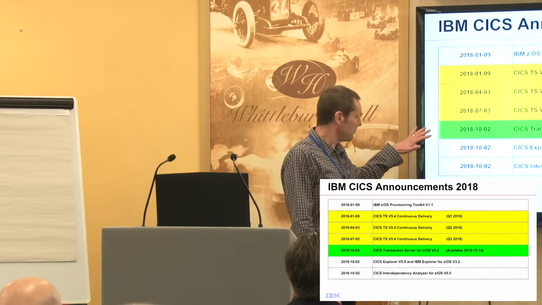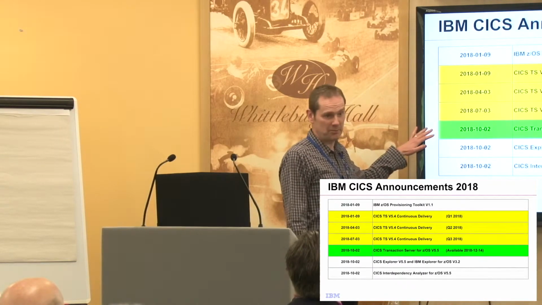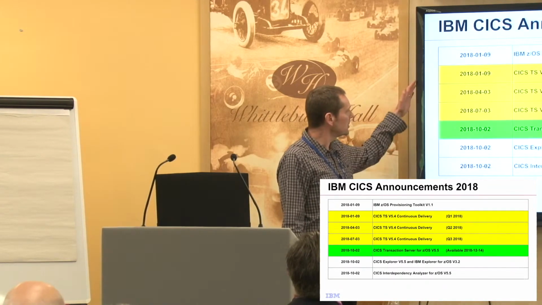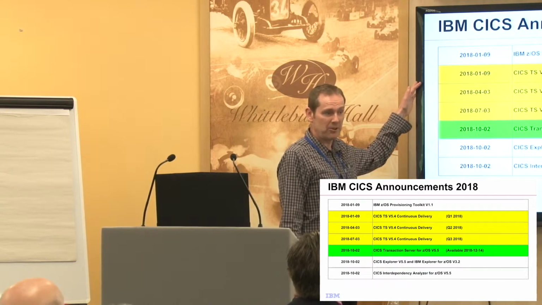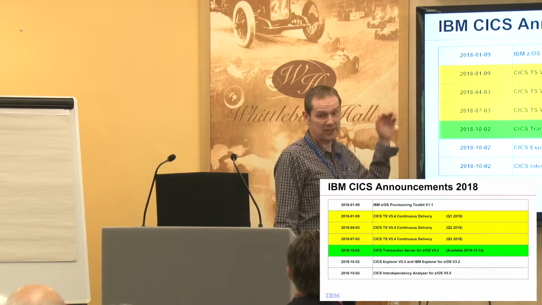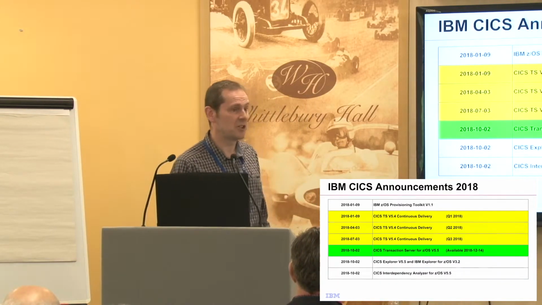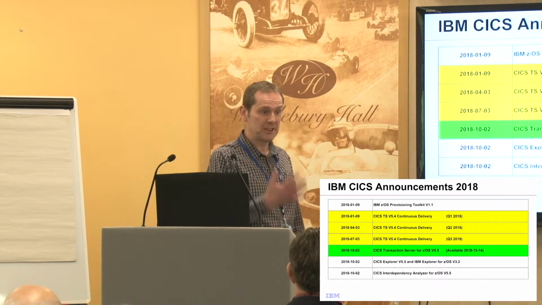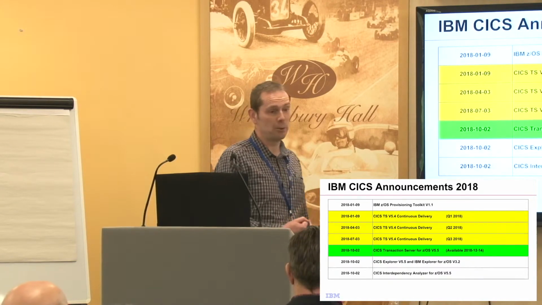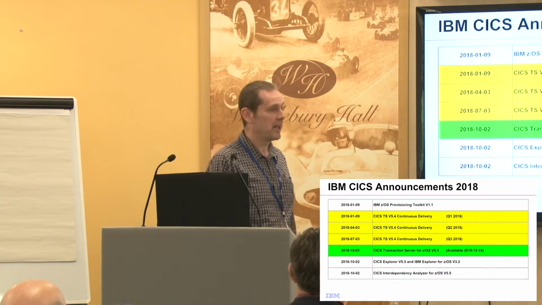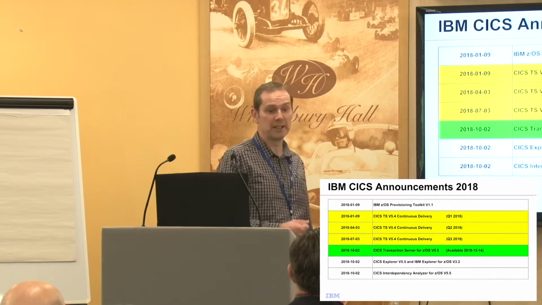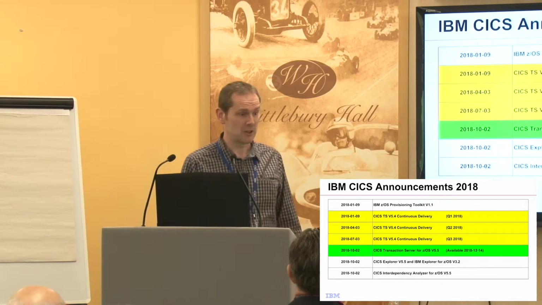You'll see that 5.5 was announced in October, but every 3 months we've been announcing continuous delivery content, primarily for 5.4. So every 90 days, a lot of content which in the past would only have been made available in the next release has been made available where appropriate in current releases.